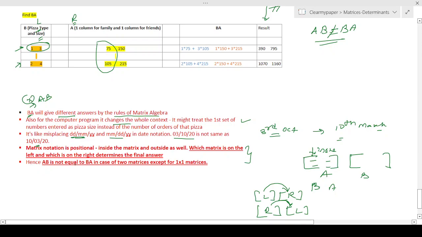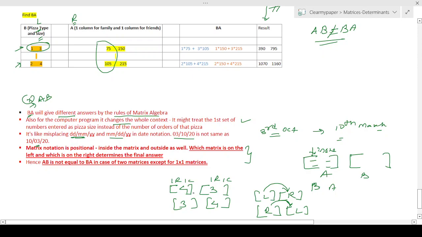AB is not equal to BA in terms of matrices, and the only exception obviously is if the matrix has only one element, where it basically becomes a number system, let's say 4 into 3. Although these are matrices, each just has one number, a 1 by 1 matrix: one row and one column. In this case, whether you write it this way or that way, it will be treated as numbers, and the order of the numbers does not really matter.